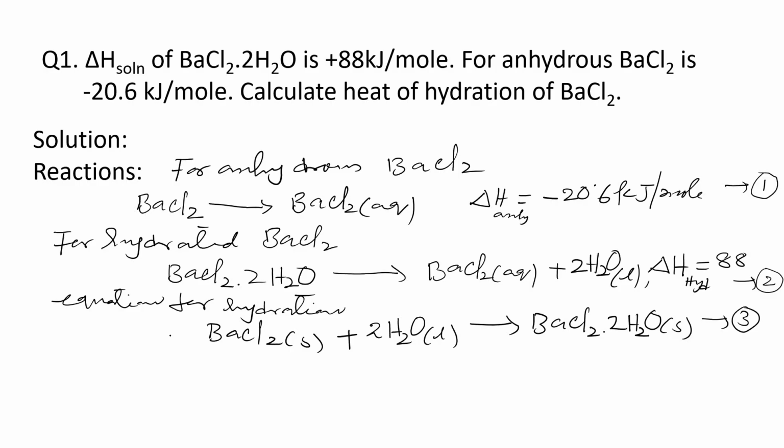How can I get equation number 3? See, equation 1 minus 2, look at here, is equal to equation 3. Look at here, equation 1 is this one, minus 2. If you minus it, this and this get cancelled, right? So, barium chloride minus hydrated barium chloride. Another side, this minus water. So, barium chloride, water, that will give you the hydrated barium chloride.